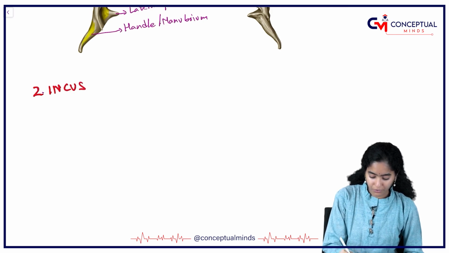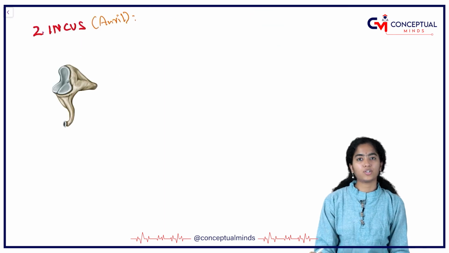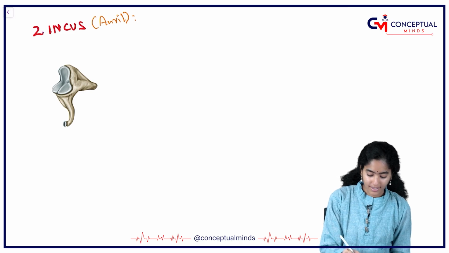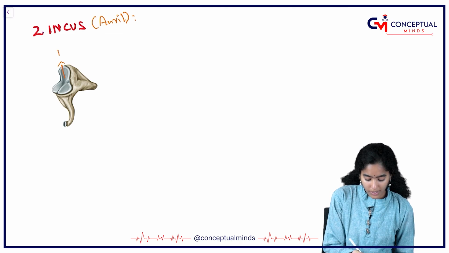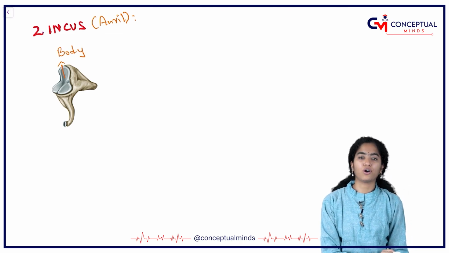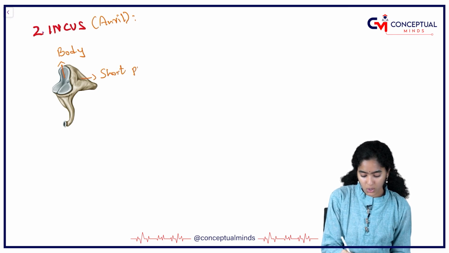And the common name for incus is anvil. This is a picture of incus bone, and incus has three parts. They are the body. This is the body of incus that articulates with the head of malleus. It has one short process and also one long process.